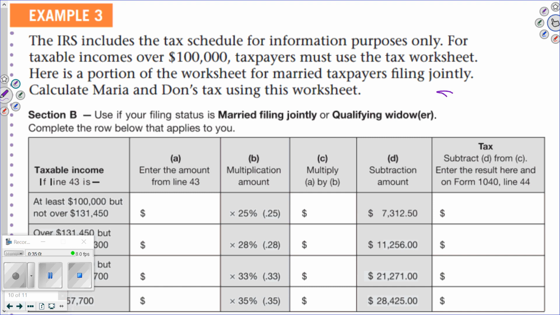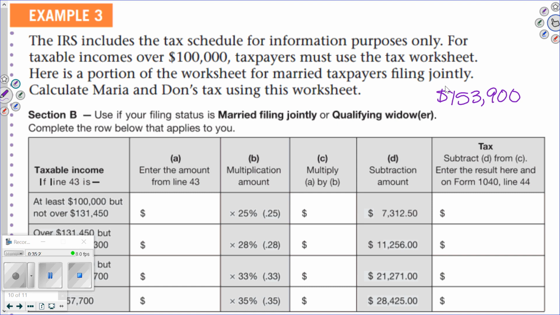Was it 153.9? 153? I just want to make sure I could remember what it was. All right, that's just based on the last problem. It's still talking about Maria and Don. All right, so they made over $100,000 together. So they have to go through and use this.